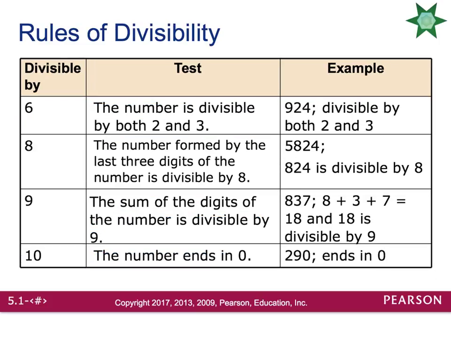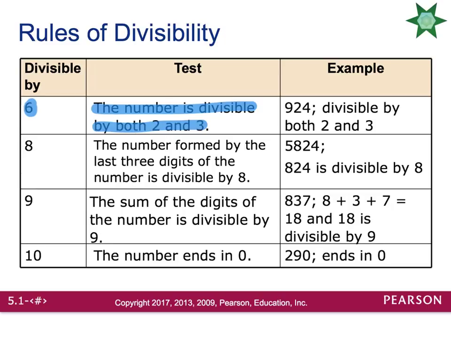Okay, continuing with 6. Remember 6 is 2 times 3, so we can just say the number is divisible both by 2 and 3. And how do we test both of those? Well, first of all, it ends in a 4, that means it's even, so it's divisible by 2. And then to check for 3, just add the digits, and we get 15. So we know it's divisible by 6, because it's divisible by 2 and 3.